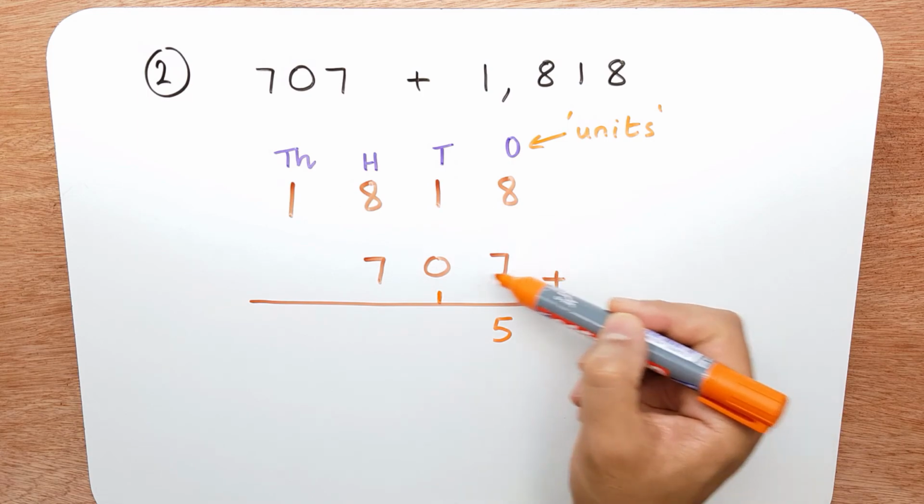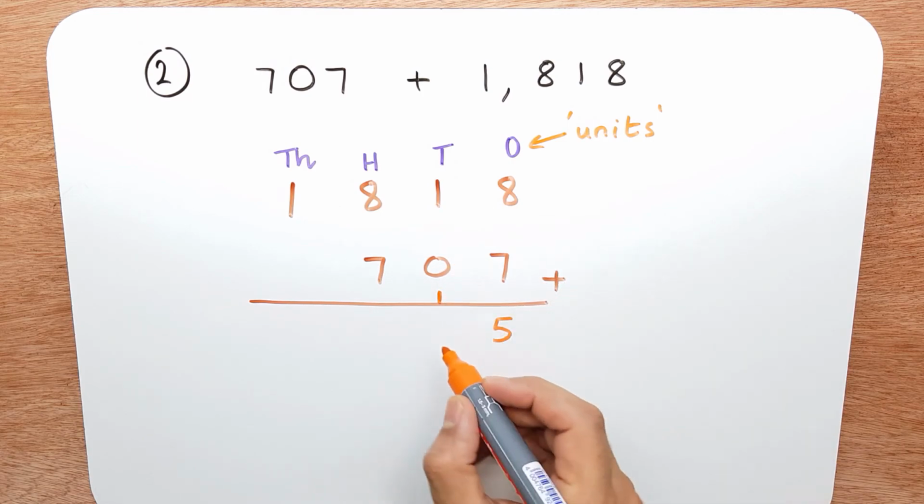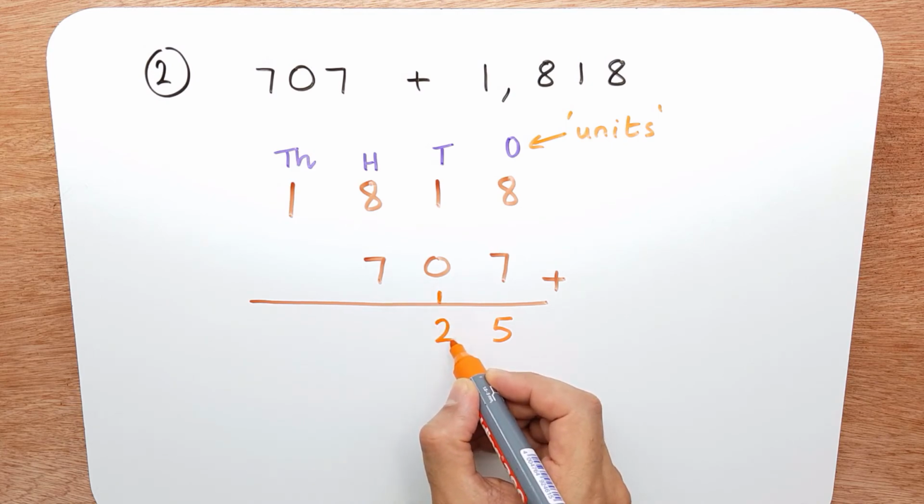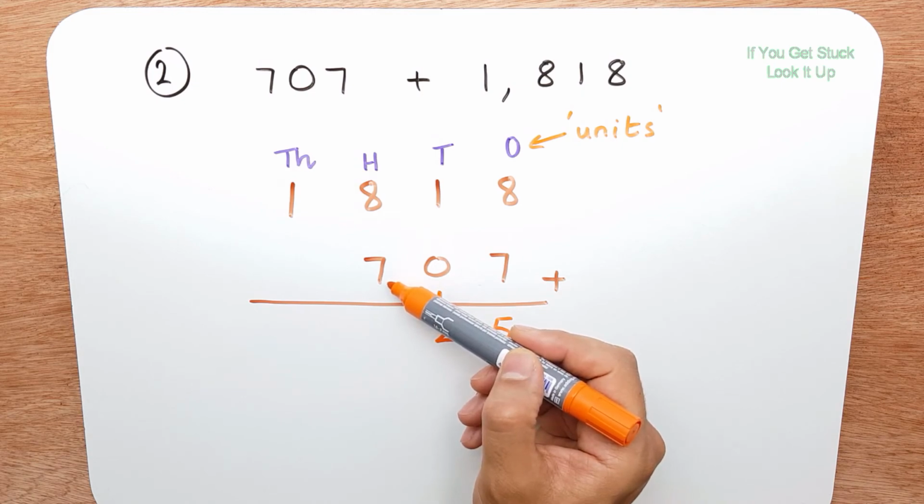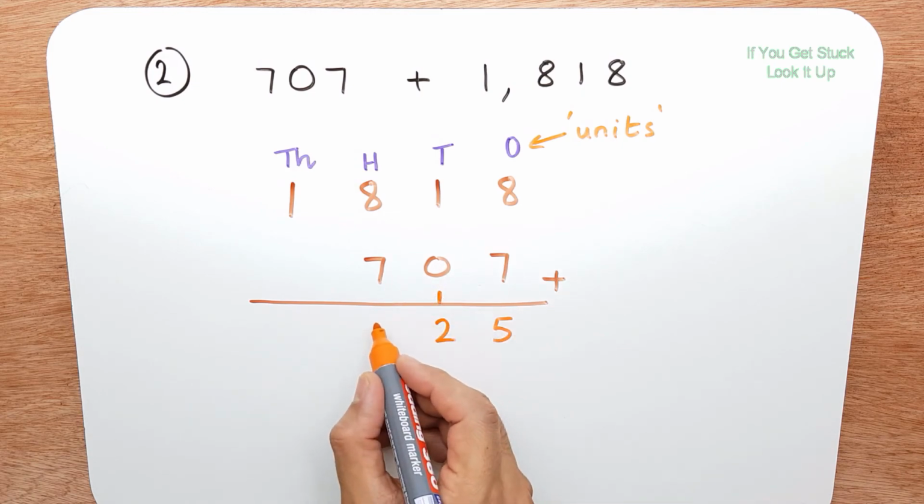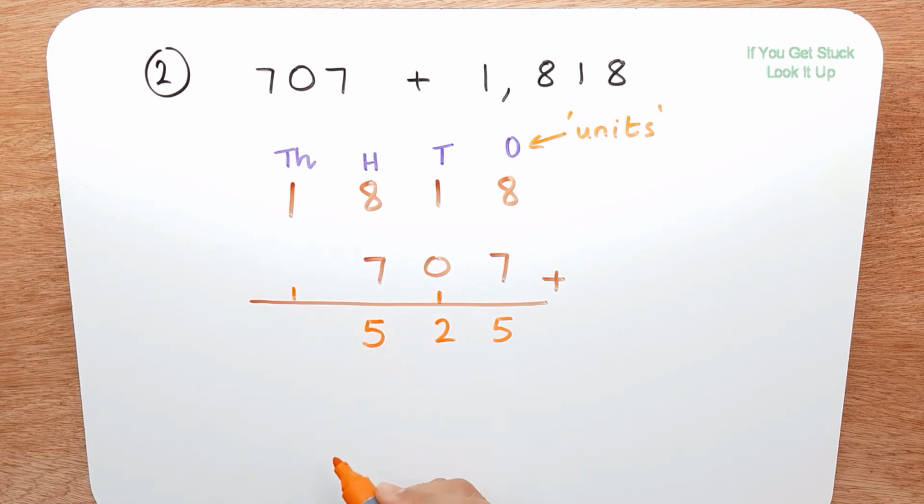1 add 0 is 1. Add the 1 we've carried over, which is 2. 8 add 7 again, it's 15. So we put the 5 in this column and carry the 1 over to the next column.